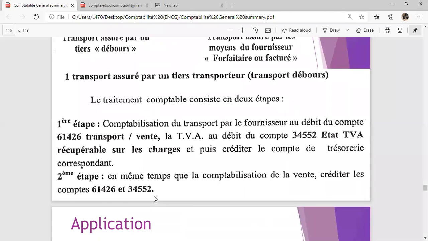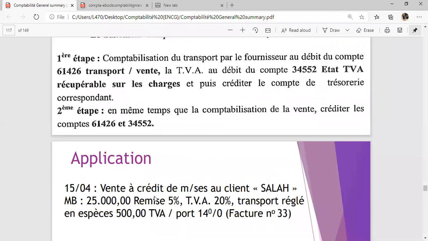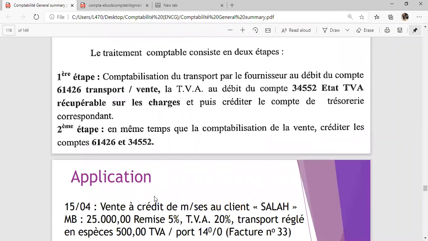So moving on to the second one. The second one is where the business does offer transportation, delivery services, but they themselves do not have a transporting means. They don't have a vehicle, they don't have a van to transport. So what they do is that they hire another company to transport their goods for them.